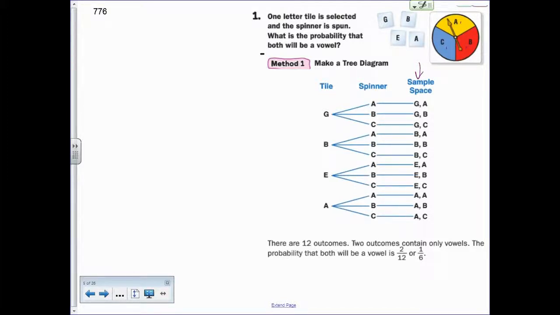Out of those 12 things in the sample space, how many of them are both vowels? Well, E, comma A is both vowels, and A, comma A are both vowels. But all the other ones have at least one consonant in them. So we could say 2 out of the 12 are vowel-only outcomes, which reduces to 1/6. So the probability of getting 2 vowels is 1 out of 6. But we would have to make a tree diagram to get that answer that way.